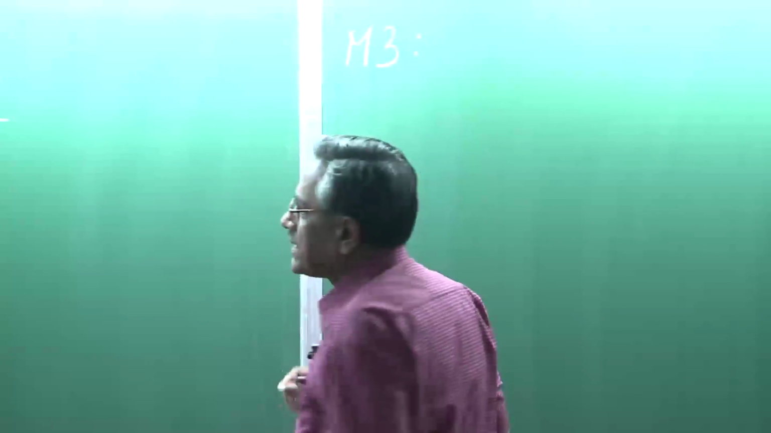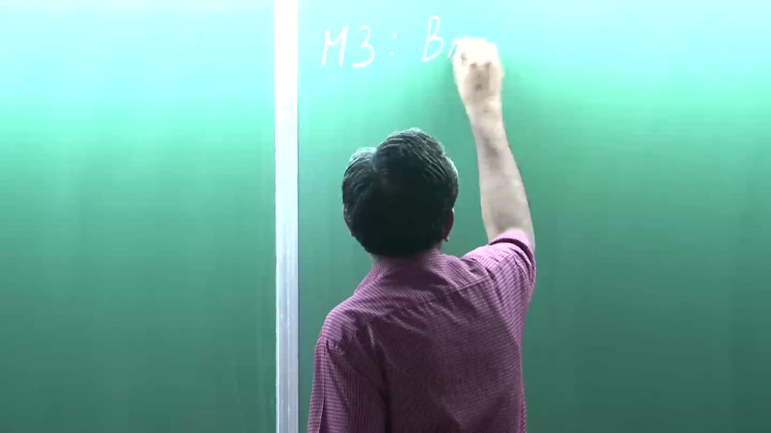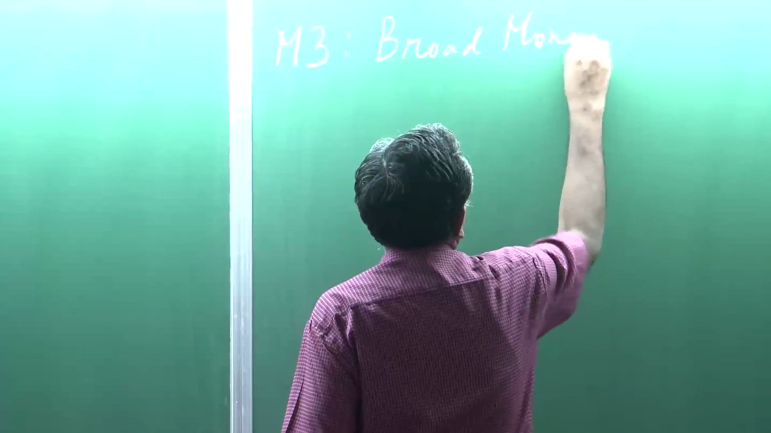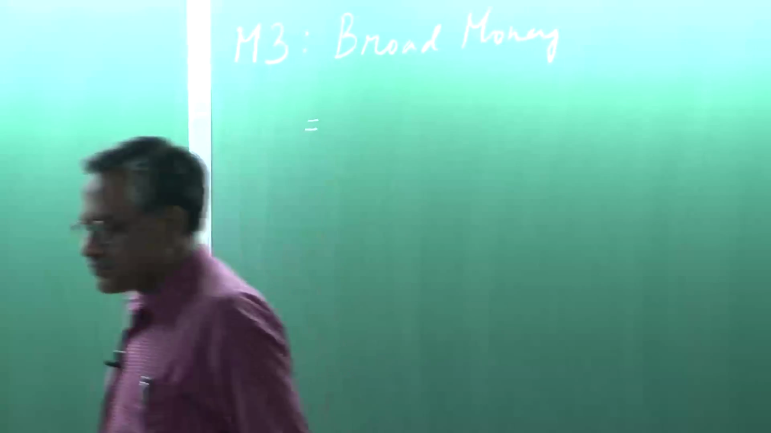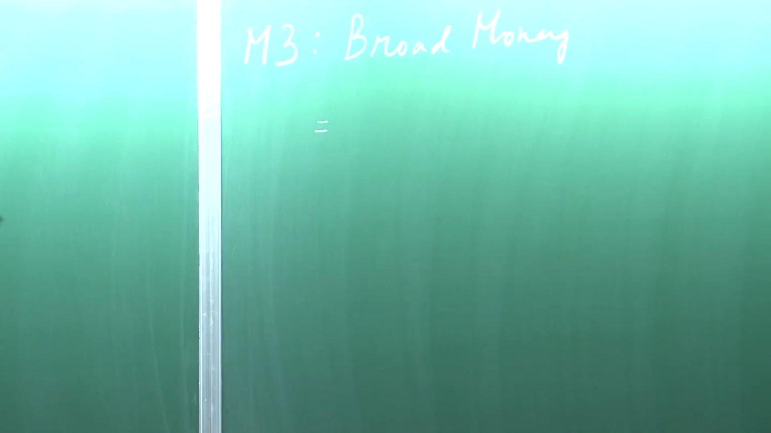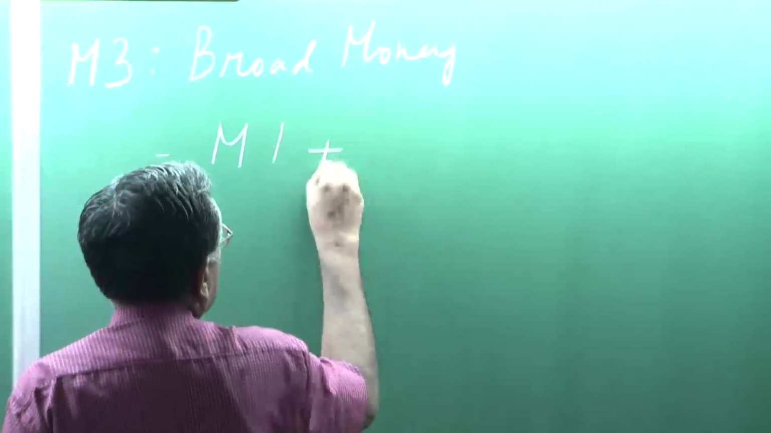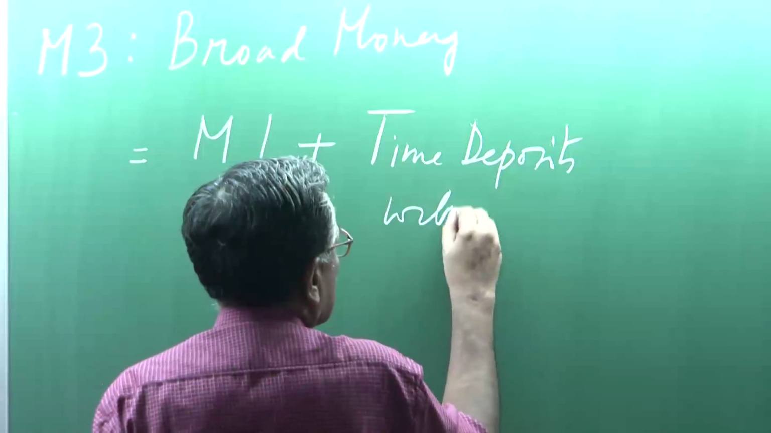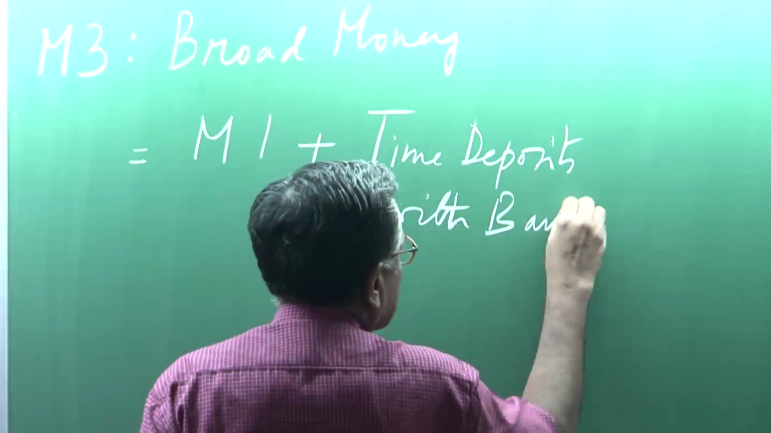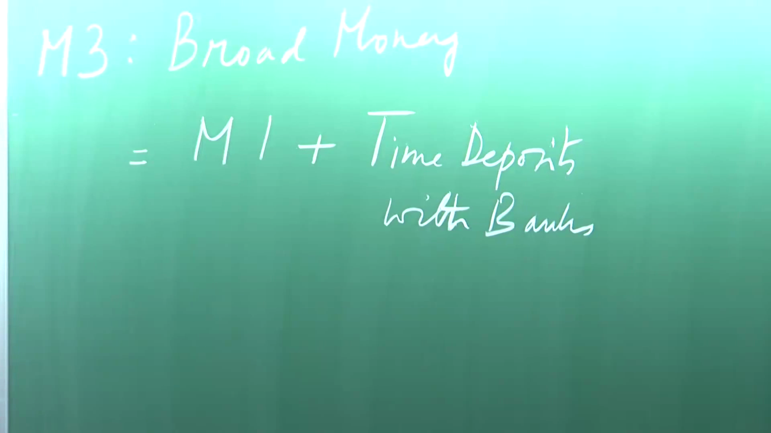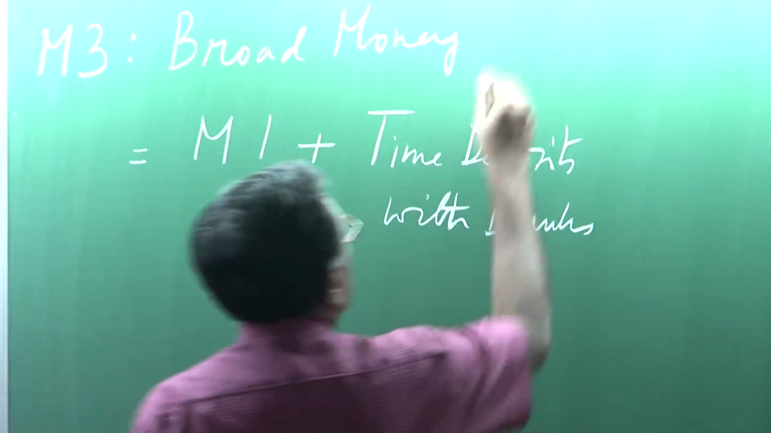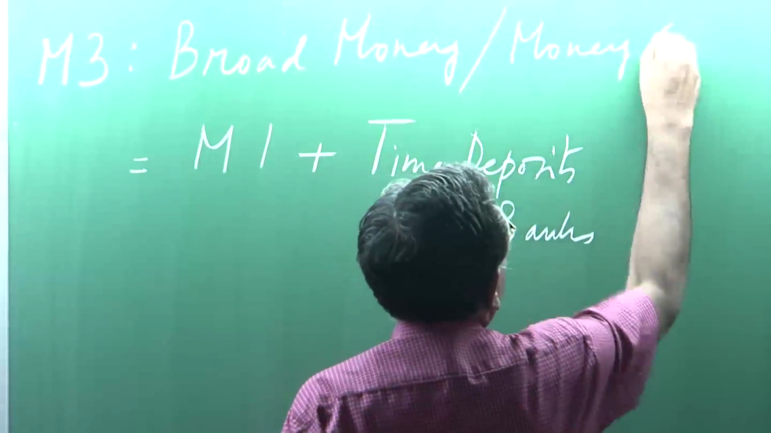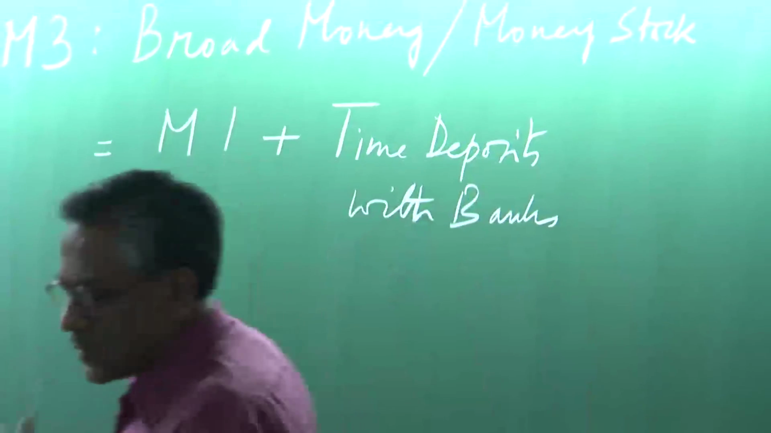Now, this is the most important money in India. It's called the broad money, the definition which is mostly used. Broad money is equal to M1, whatever M1 has been, plus time deposits with banks. Time deposits with banks. This is M3. This is the most important money in India, that is most popular. Now, this also is known as broad money. Another word is money stock. I have seen this used, not often, money stock. Achha.